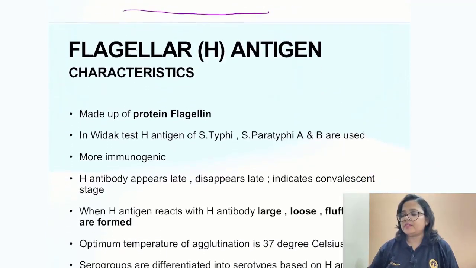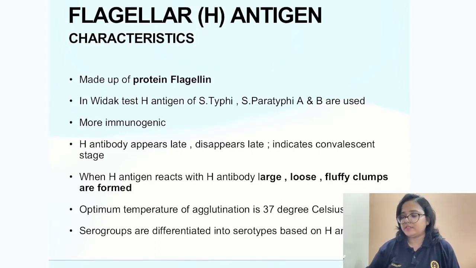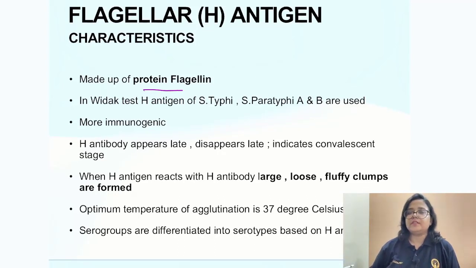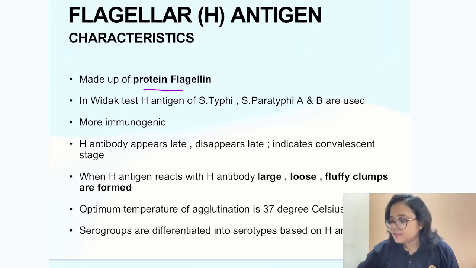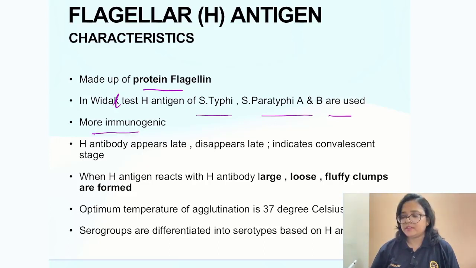Next we have the flagellar H antigen. The flagellar H antigen is made up of the protein flagellin. So the O antigen was lipopolysaccharide and the flagellar H antigen is protein flagellin. In the Vidal test, the H antigen of Salmonella Typhi, Paratyphi A and B are used, and it is more immunogenic unlike the somatic antigen. In contrast it appears late, disappears late and indicates the convalescent stage.